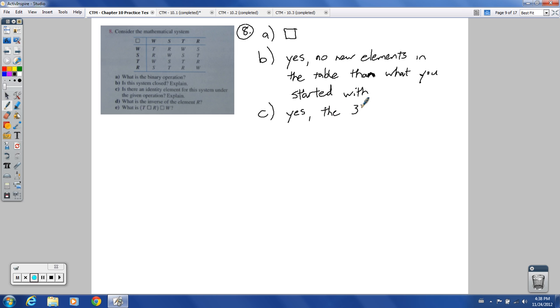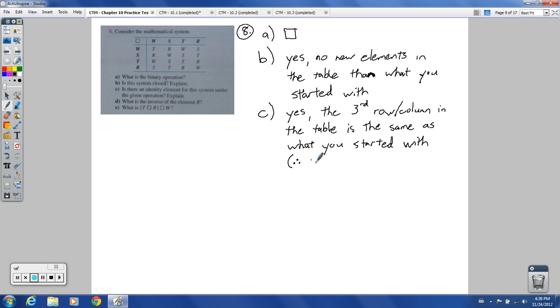The third row and column in the table is the same as what you started with. Meaning that t is the identity element. What you started with, okay. So I could say something like, therefore t is the identity element.